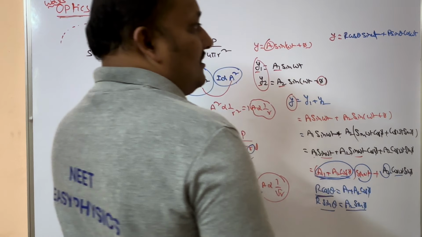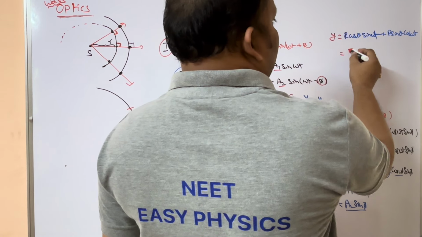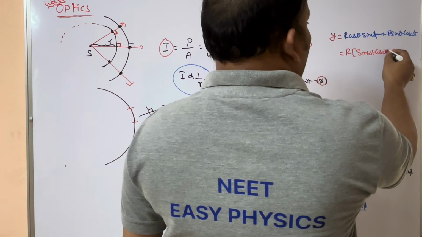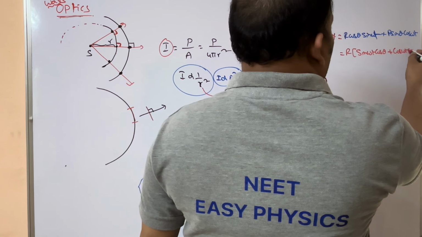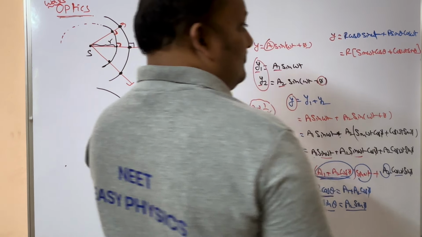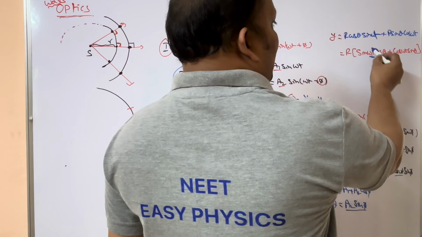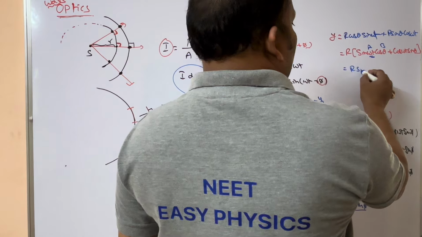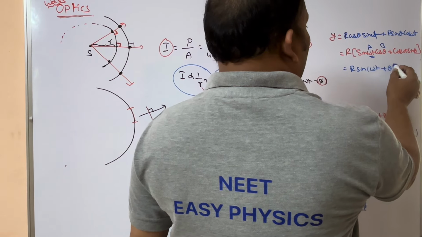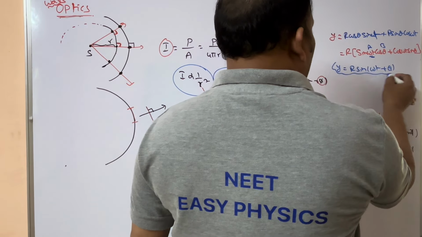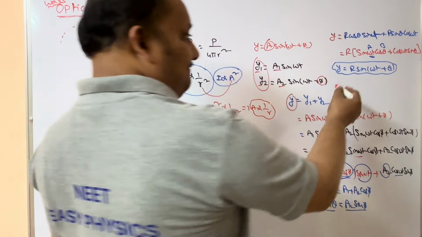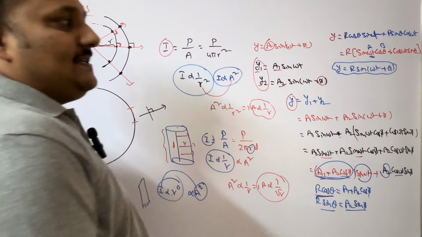Cos omega t. So if you are taking R common, sin A cos B plus cos A sin B. What is the formula? Sin A cos B plus cos A sin B. So sin of omega t plus theta. Some people will say directly also, no problem, but this is the main equation. This is the resultant wave displacement equation.